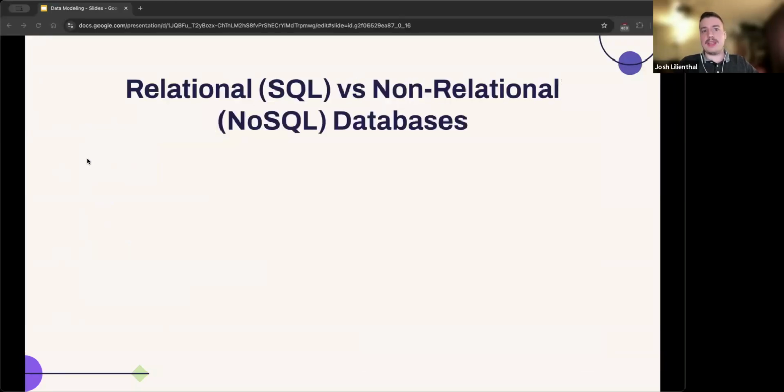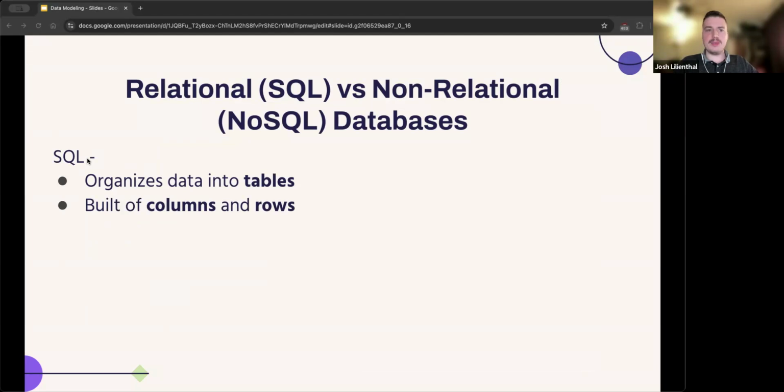So now let's talk about how we can structure our database as a whole using either relational, which is SQL databases, or non-relational, which is NoSQL databases. It's important to understand a few of the key differences between these strategies if you're going to create a competent data model. SQL databases are organized into tables, similar to something you might see with Excel or Google Sheets. They're built up of columns, which describe a single type of data, and rows, which describe specific records.